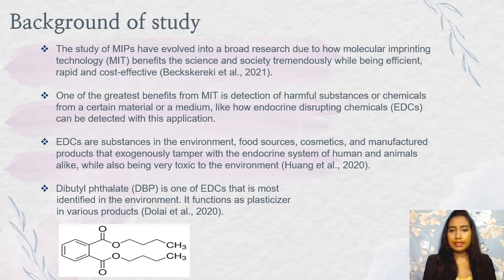EDCs are substances in the environment, food sources, and many more that exogenously tamper with the endocrine system of humans and animals alike, while also being very toxic to the environment. Dibutyl Phthalate, DBP, is one of the EDCs that is most identified in the environment. It functions as a plasticizer in various products.